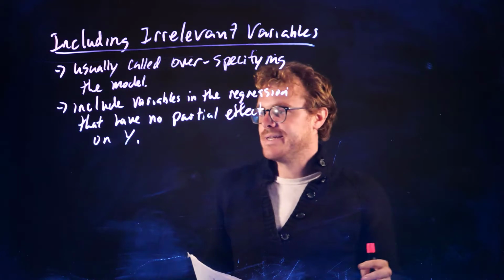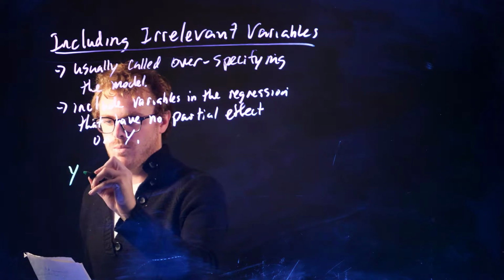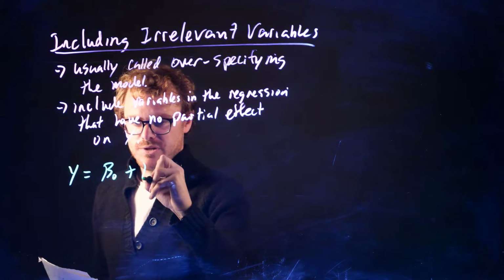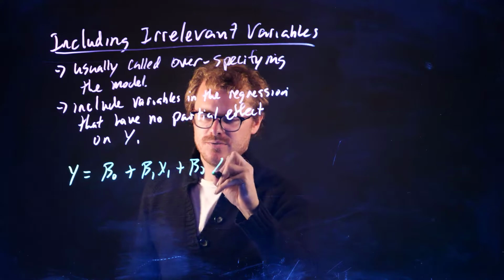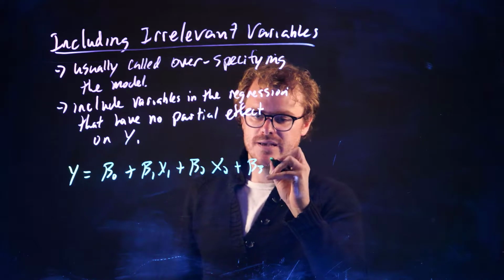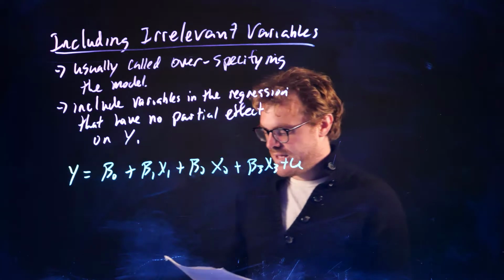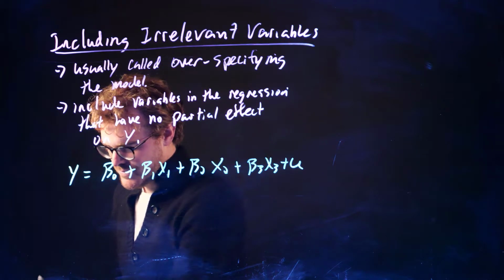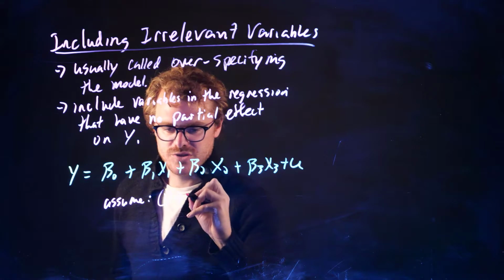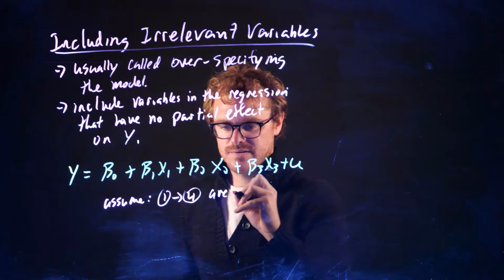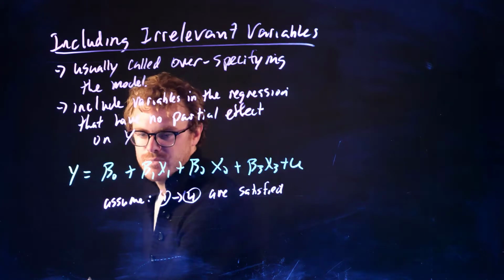So let's look at an example. So let's say we have y equals beta 0 plus beta 1 x1, how many do we have here? 3. Plus beta 2 x2 plus beta 3 x3 plus u. And let's assume our assumptions 1 to 4 are satisfied. So we're going to assume those assumptions are satisfied.